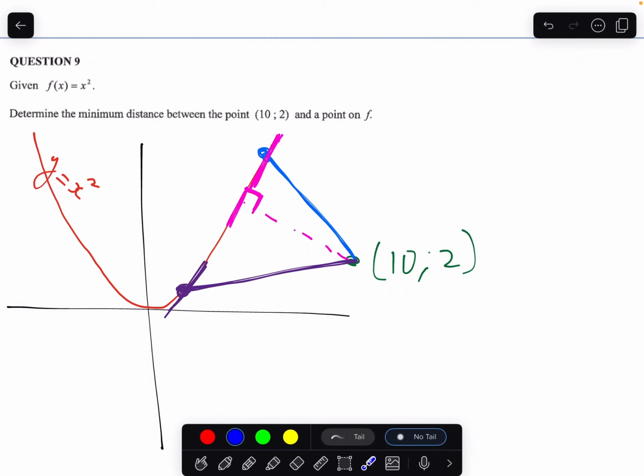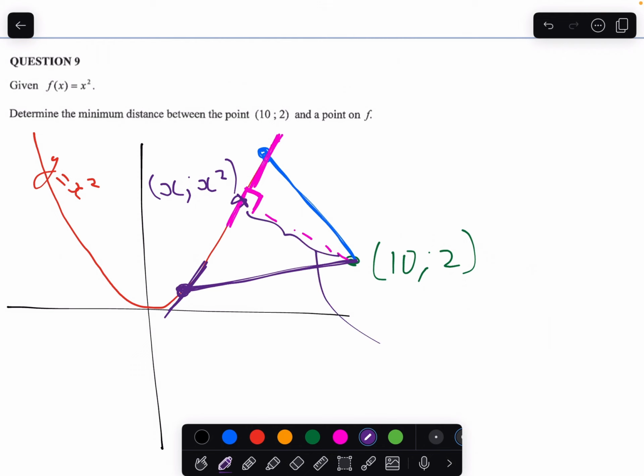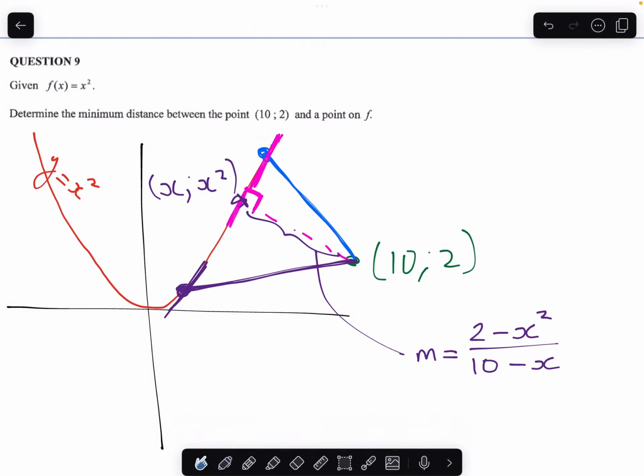So we want to find the point on the parabola where the line connecting this point to the mystery point is perpendicular to the tangent at the mystery point. What they do in the memo is say, okay, the mystery point has coordinates like this. We don't know what the x is, but we know the relationship between the x and y coordinate. So the gradient of this line will be (2 minus x squared) divided by (10 minus x).